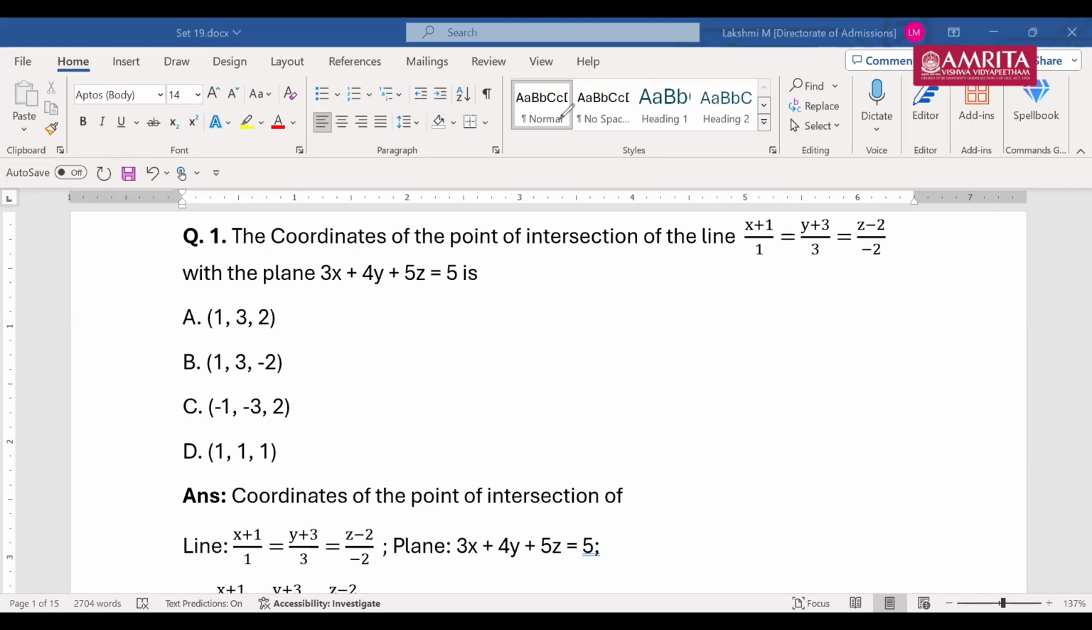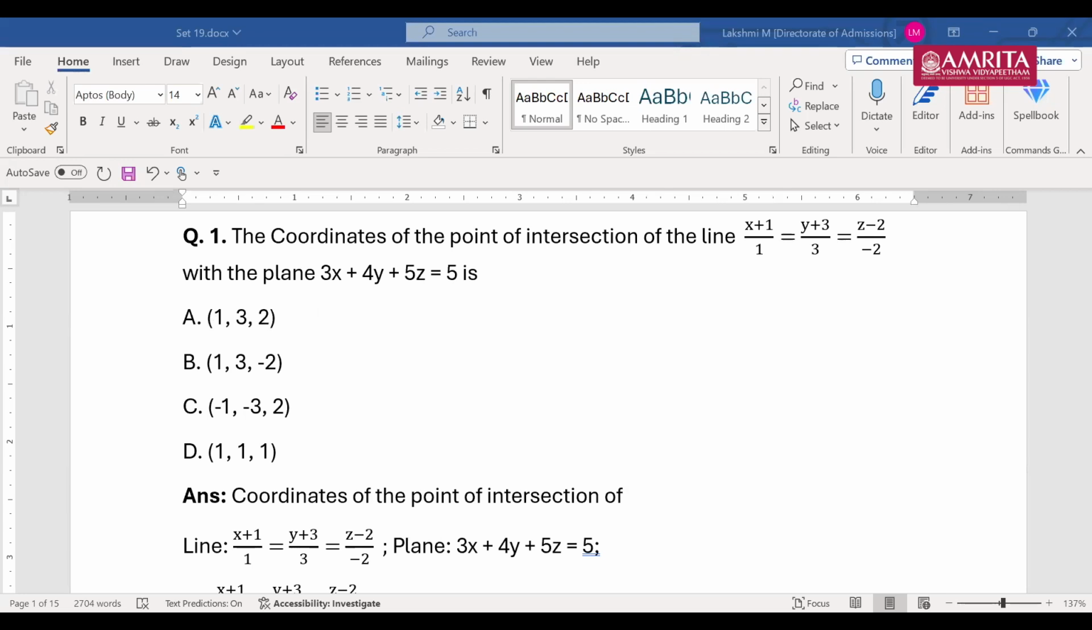Okay, there is somebody who wants me to repeat it. Completely fine. I'll just quickly say this once again. Coordinate of point of intersection of the line and the plane. So there is a point of intersection that's happening between the line and the plane. I want to find the coordinates x, y, and z of that particular point. That's what the question is asking me to find out.